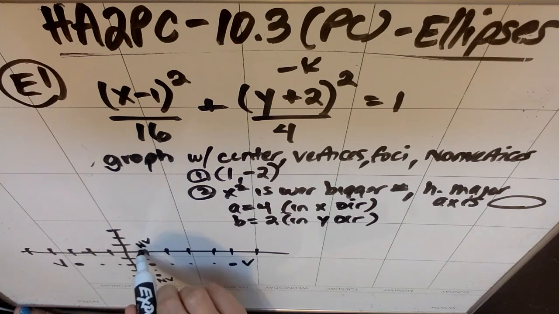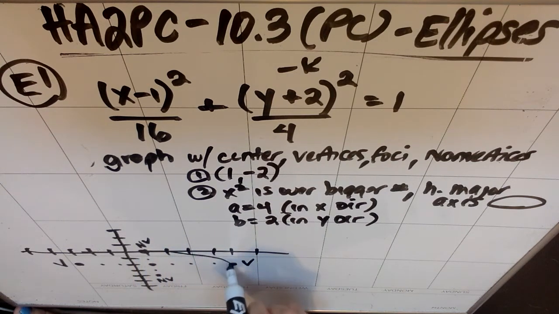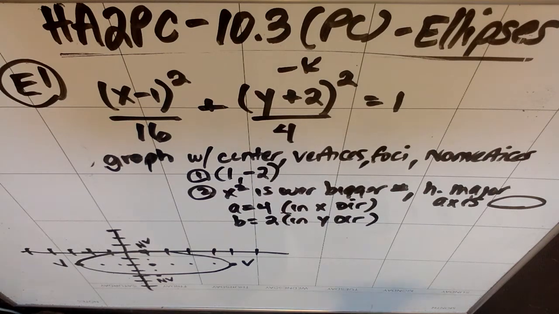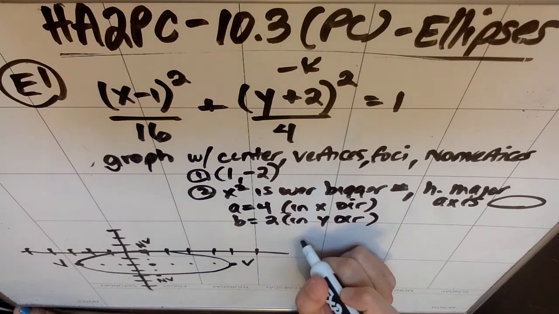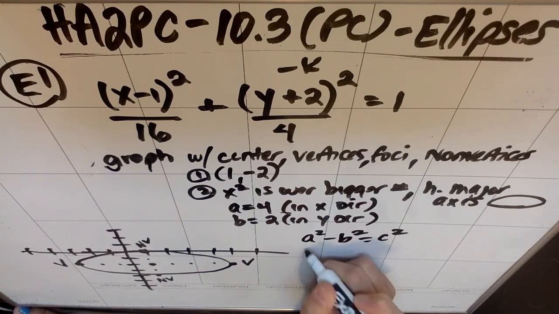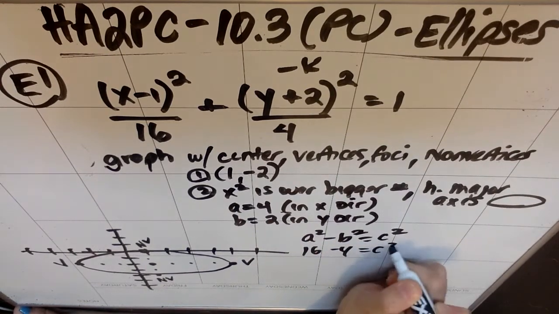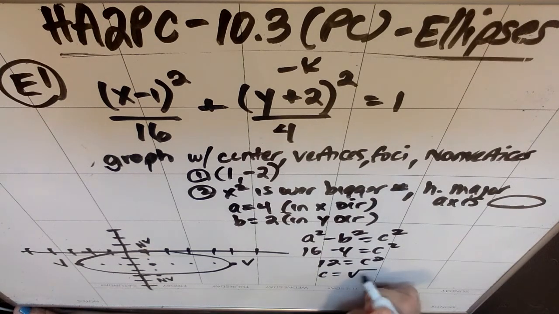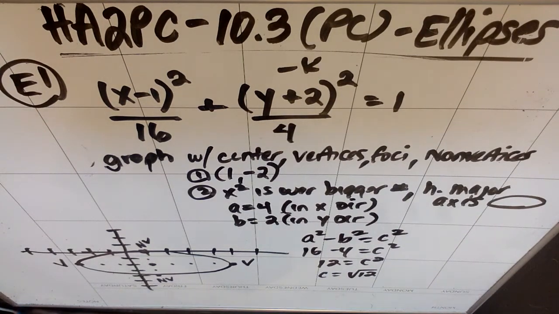So now I can actually draw the ellipse by connecting those 4 points as smoothly as I can. There's my ellipse. The only thing I didn't label on here was the foci, because the foci are the hardest thing to label. They are invisible points that don't show up on your graph. So in order to find the foci, remember that a squared minus b squared is c squared. Well, that's going to be 16 minus 4 is c squared. So I'm going to get 12 is c squared. So my c is going to be the square root of 12 because it's positive. C is a distance, so I'm going to go each direction.